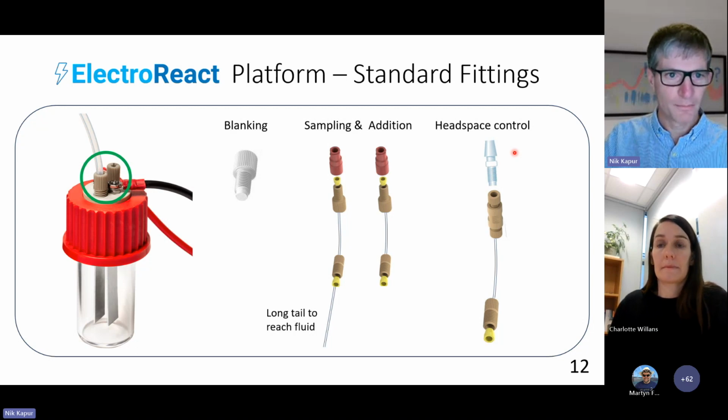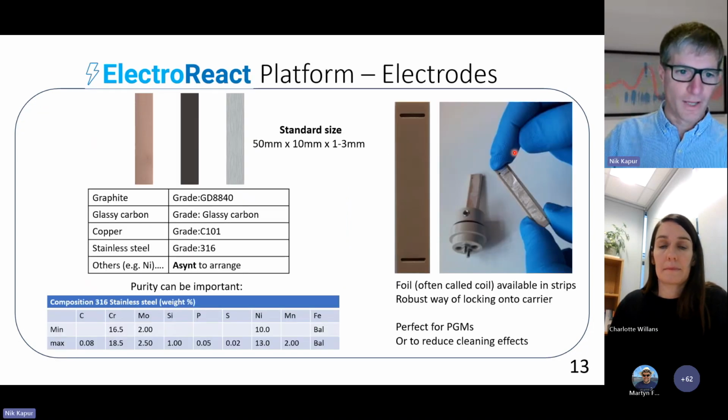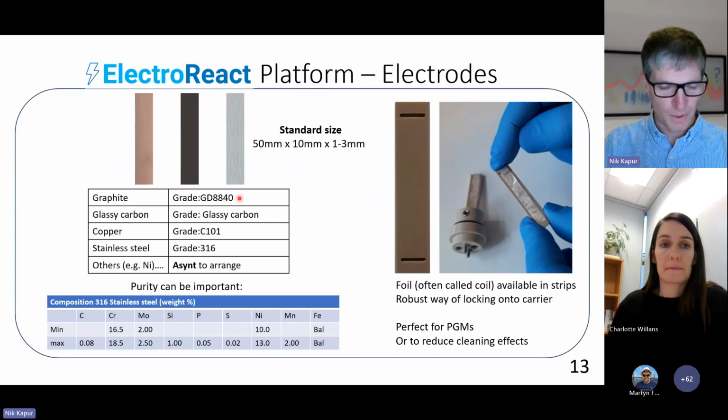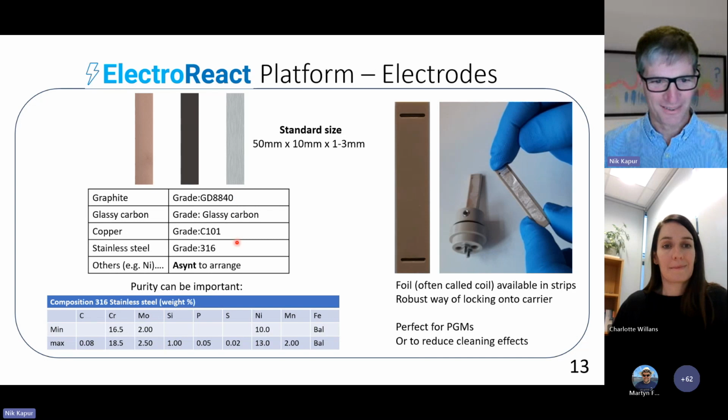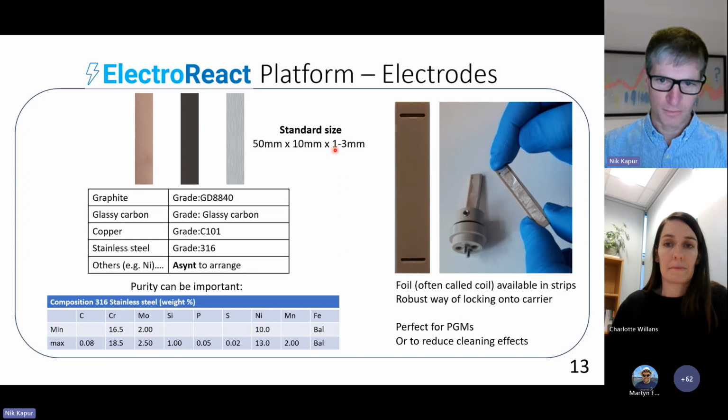So the electrodes are obviously very important, and Asynt supply a range of these within their ElectroReact platform. We've had many discussions about a good selection to start with, and they offer, I think, all of these. But the electrodes themselves are a standard size, so 50 millimeters by 10 millimeters, and it'll typically accept electrodes between 1 and 3 millimeters, and actually a little bit wider than that if you really needed to go wider than that.